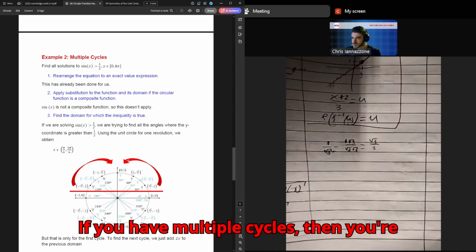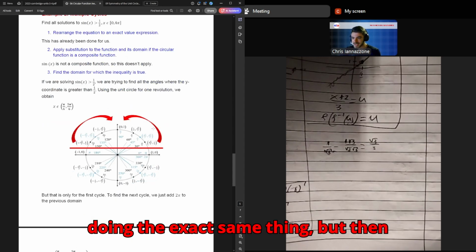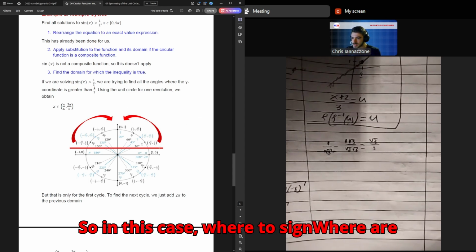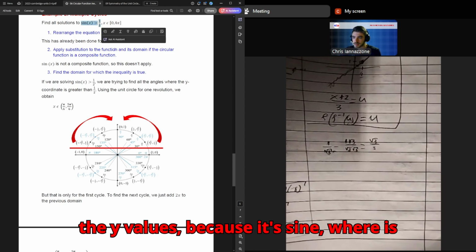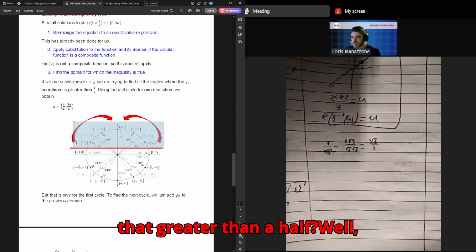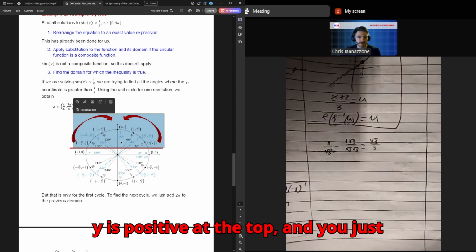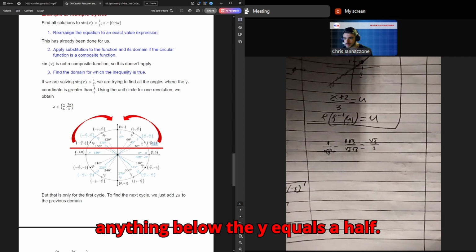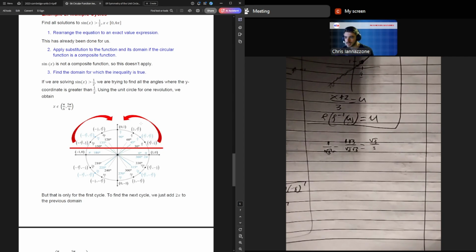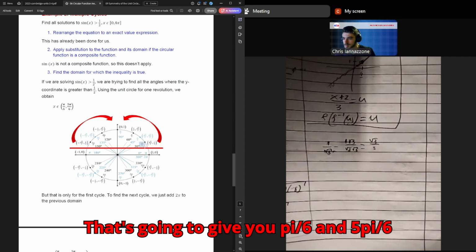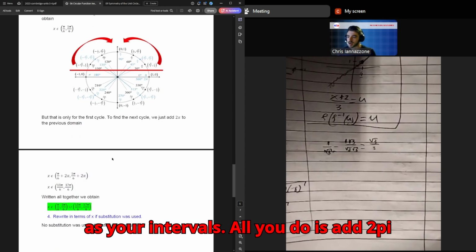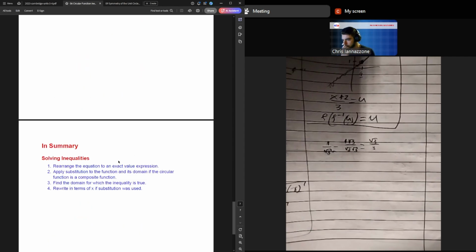If you have multiple cycles, then you're doing the exact same thing, but then adding the 2 pi to get the next spots. So in this case, where are the y values, because it's sine, that are greater than a half? Well, y is positive at the top, and you just draw a horizontal line to cut off anything below y equals a half. That's going to give you pi over 6 and 5 pi over 6 as your intervals. All you do is add 2 pi to get the next set of intervals.